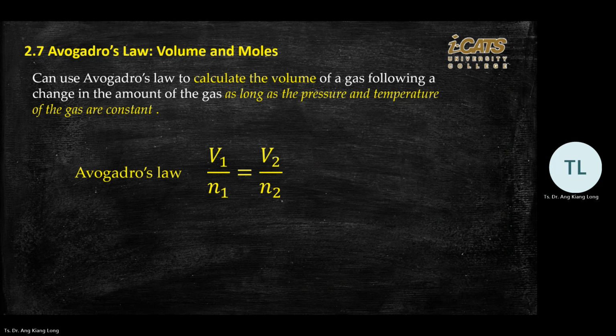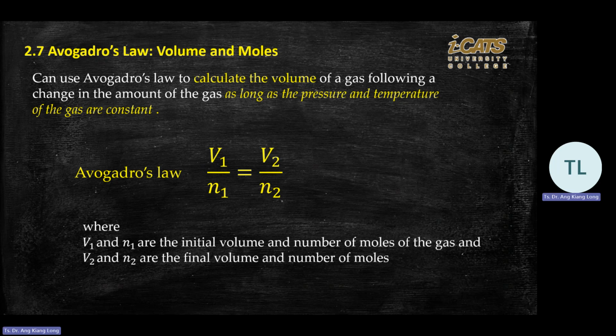Okay. So as you can see here, if I write something on the whiteboard here, you know that V equal to constant times N. We always like to write the constant on the right hand side. So V divided by N equal to constant. This one is Avogadro law. If you have two conditions, you can write V1 divided by N1 equal to V2 divided by N2. N is the mole, the number of moles.